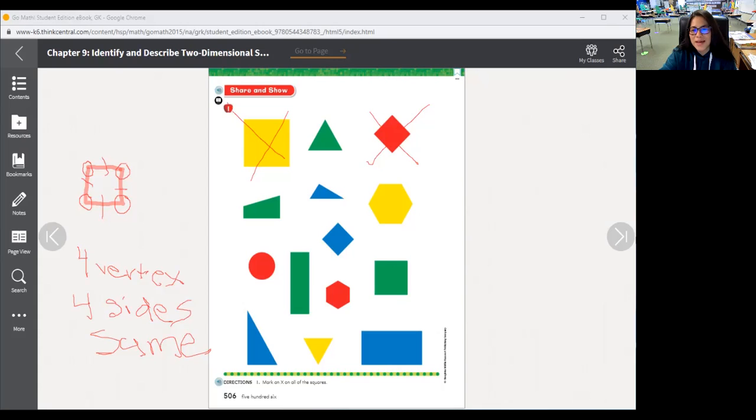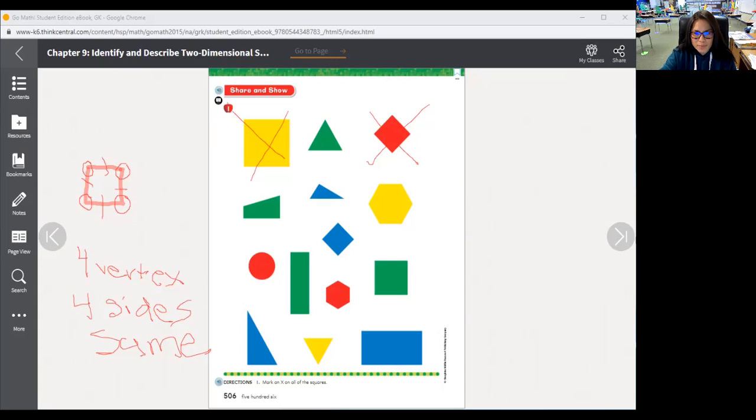Thank you, Russell. Ayla, the yellow shape right here, yes or no? Is it a square, Ayla? No, right? Look at all the sides. It has too many sides. It has 1, 2, 3, 4, 5, 6. Oh, way too many sides. The square only has 4. Thank you.